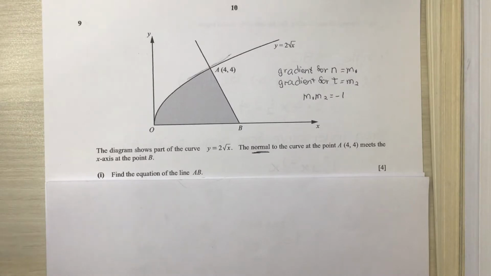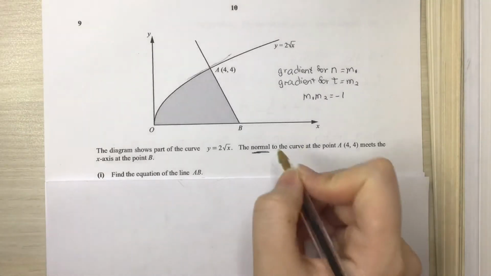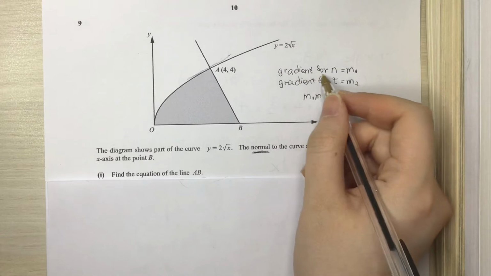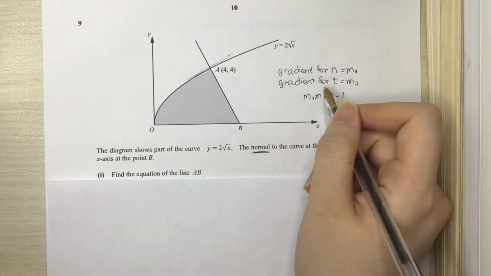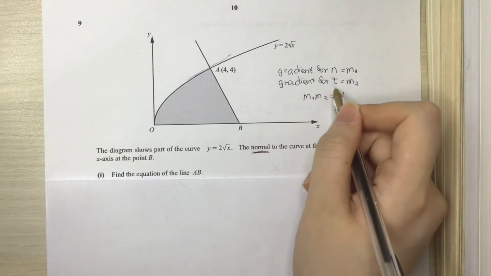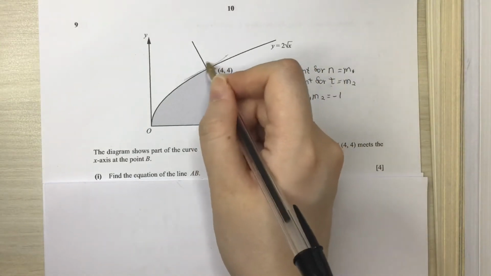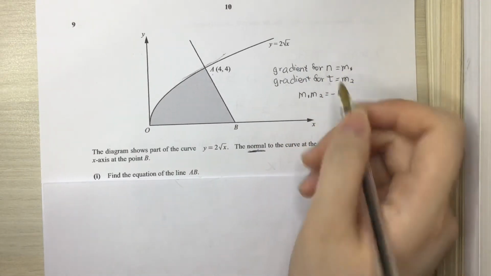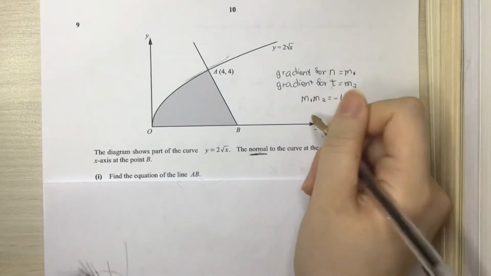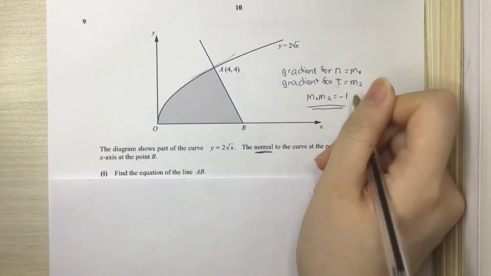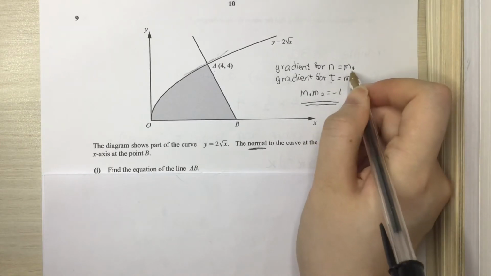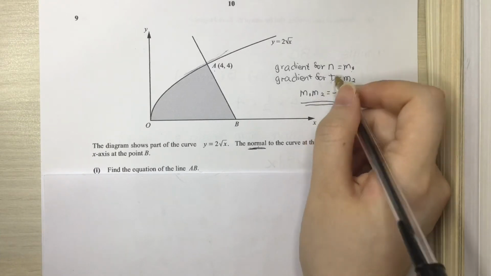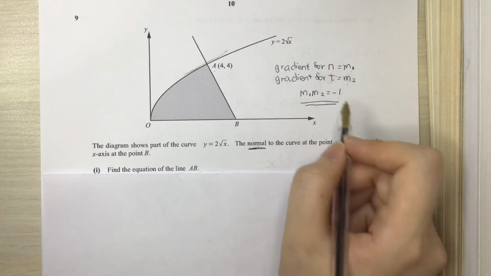point B. So we need to be careful that we are looking for the normal in this case. Usually we have to find gradients for tangents, where the gradient of the tangent is exactly the same as the gradient of the curve at this point. But since we are looking for the gradient of the normal, all we have to do is know this specific rule, where the gradient of the tangent and the normal multiply to give you -1. So by knowing your tangent, you will be able to find your normal, and usually if they give you the normal, you will be able to find the tangent as well.